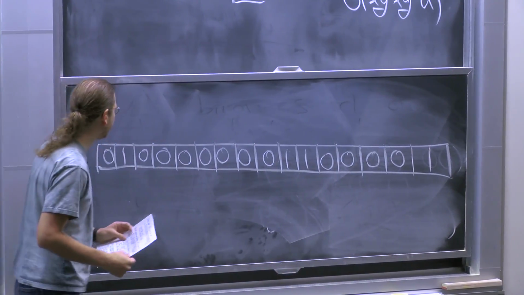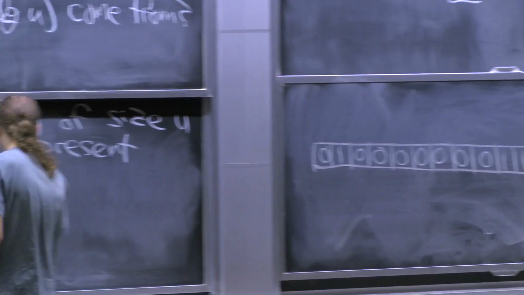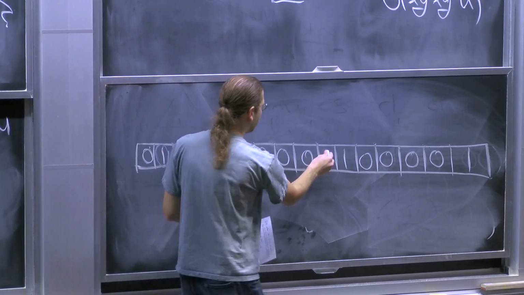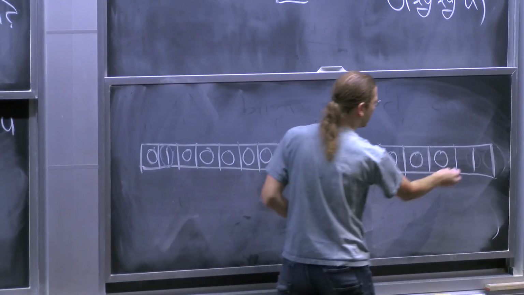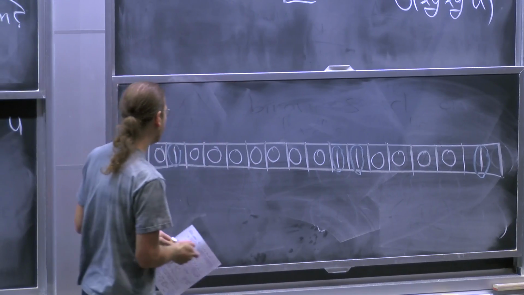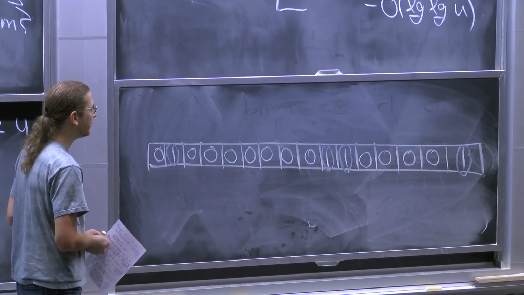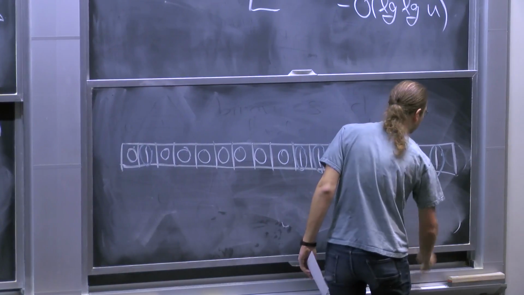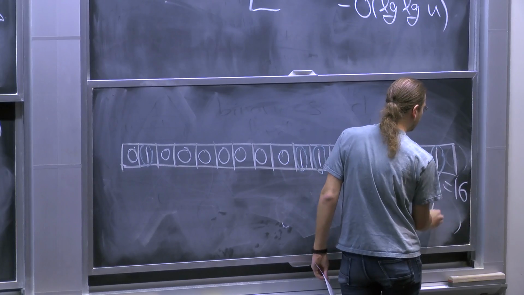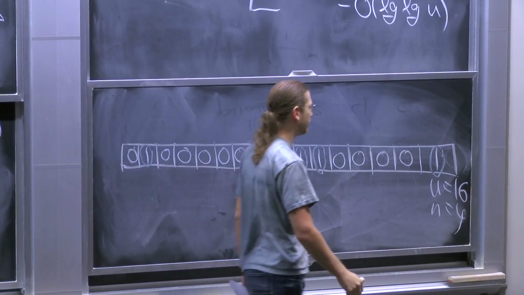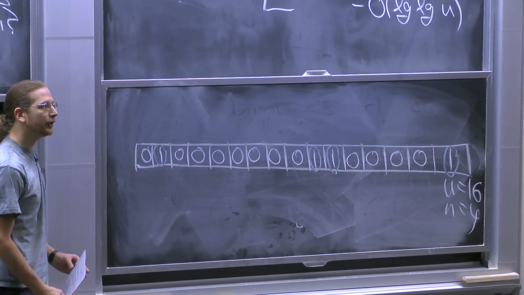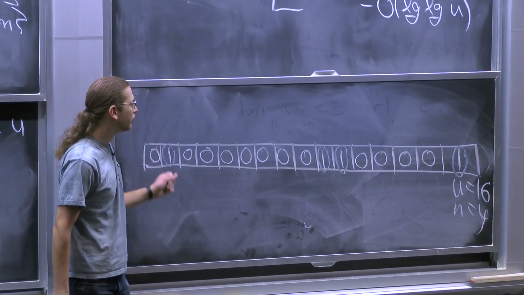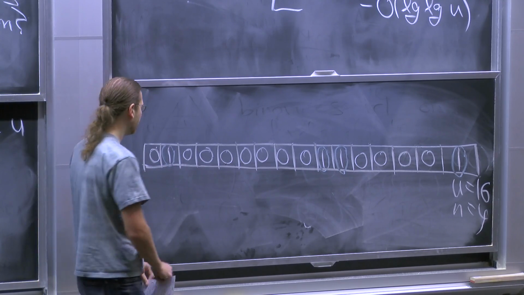So this is an example of a set with, if I maybe highlight a little bit, here's a 1, here's a 1, a 1, and a 1. So there are 4 elements in this set. The universe size is 16. N equals 4 in this particular example. If I want to insert into the set, I just change 0 to a 1. If I want to delete from the set, I change the 1 to a 0. So those are constant time. Good.